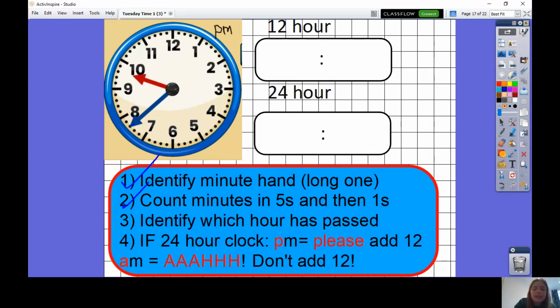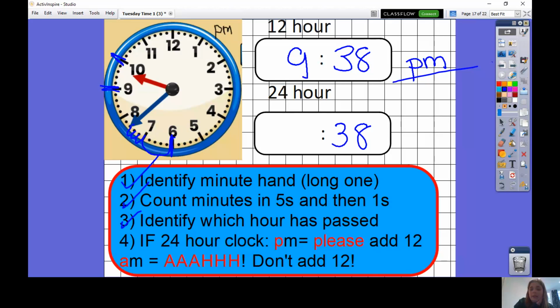Count in fives and ones. Again, I'm going to count from 30, 35, 36, 37, 38. Always start with your minutes. Okay, now which hour have you gone past? You're not looking for 10 o'clock. We haven't reached 10 o'clock yet. We've gone past 9. That's 9:38 p.m.